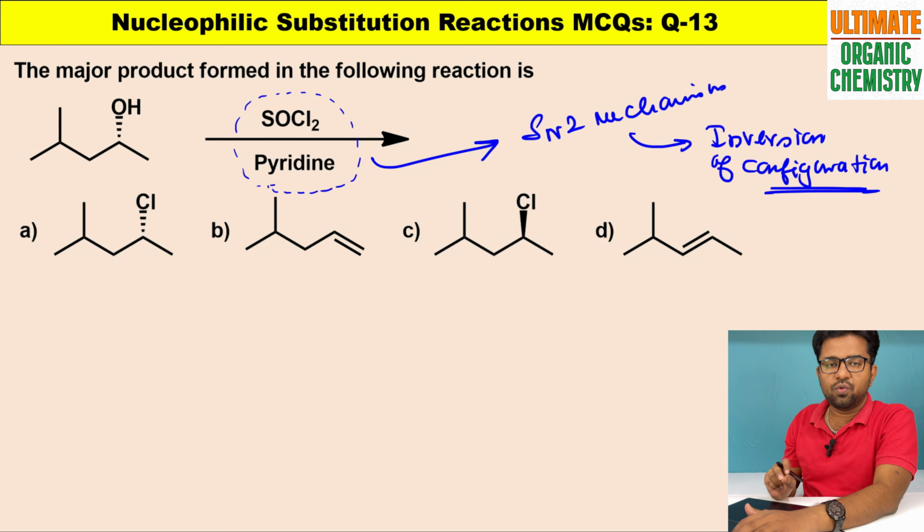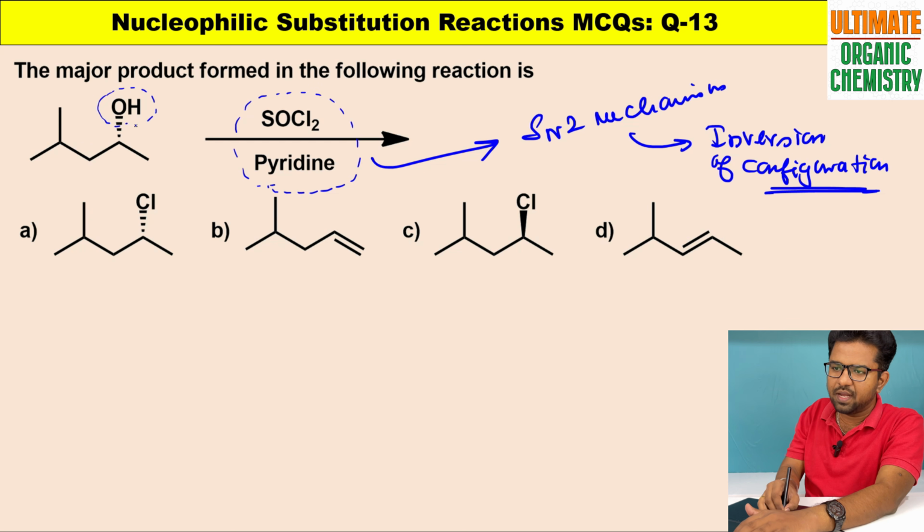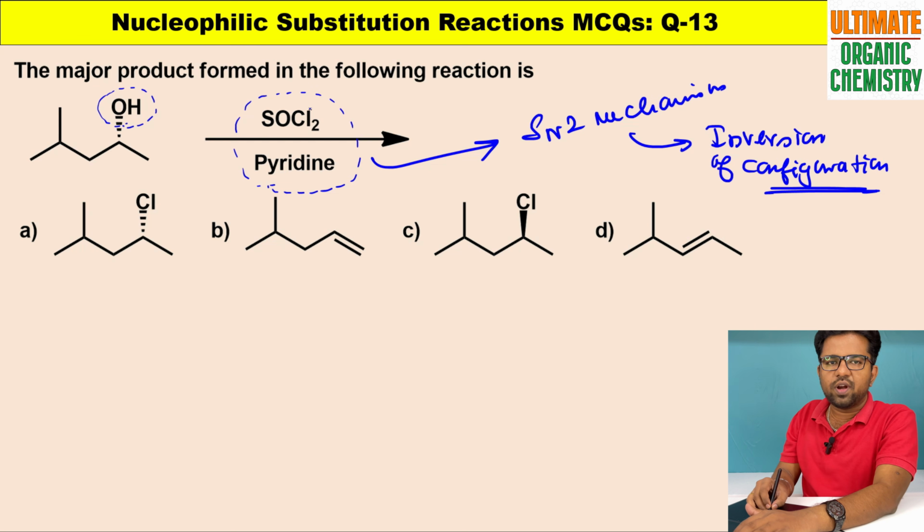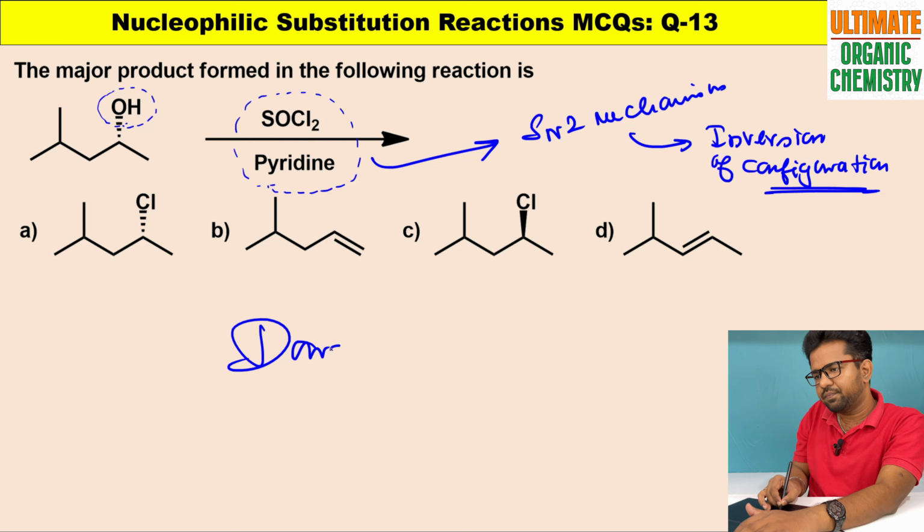So that means the nucleophile will approach opposite to the leaving group. The leaving group OH is present at the backside of the plane, so the incoming group chloride will be approaching from the front side. You can check the mechanism of the SNi reaction, which is known as Darzens halogenation. I have already explained it in the previous video. So this process is known as Darzens halogenation.